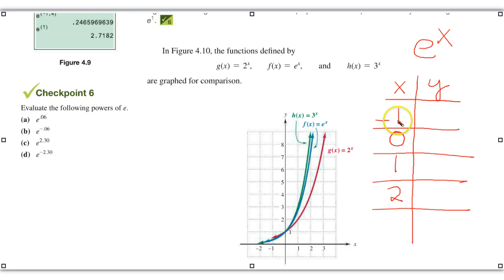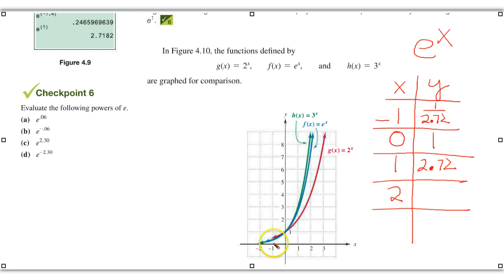So e to the x power, if x is -1, that would be 1 over 2.72. And then e to the 0 power, as any number to the 0 power, is just going to be 1. But now e, which is 2.72, to the first power, is just 2.72. And then we square this, and it gives you something close to 8, but not quite.